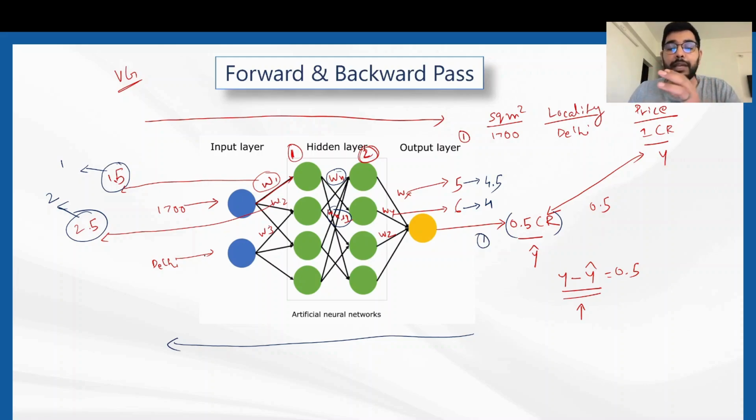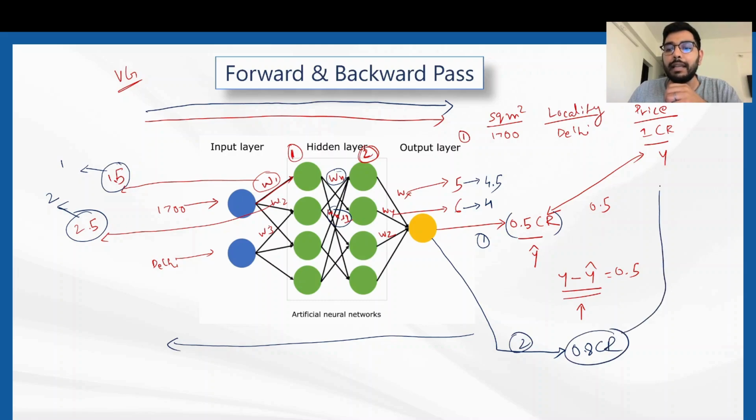Now, in the back propagation, we have changed the weights with an objective that this particular output of 0.5 CR changes to something which is nearer to 1 CR, that is the actual value. Now we'll again do a forward pass with respect to the updated weights. And let's say now in the second pass, we have the updated prediction as 0.8 CR. Now you see the 0.8 CR and 1 CR are closer to each other as compared to the first iteration.